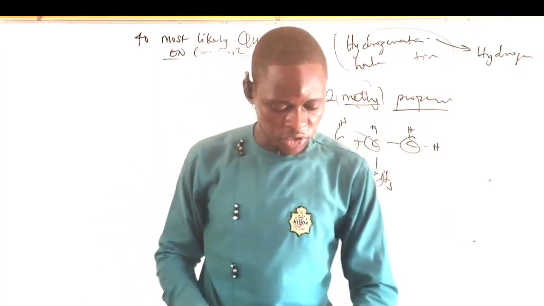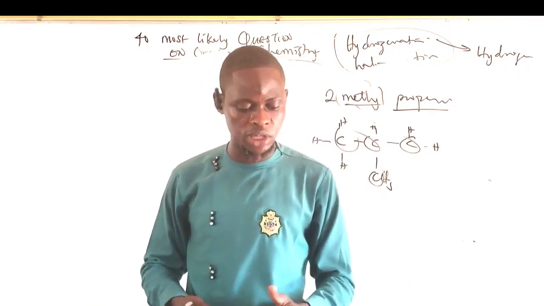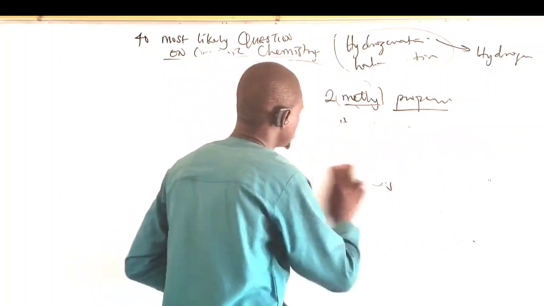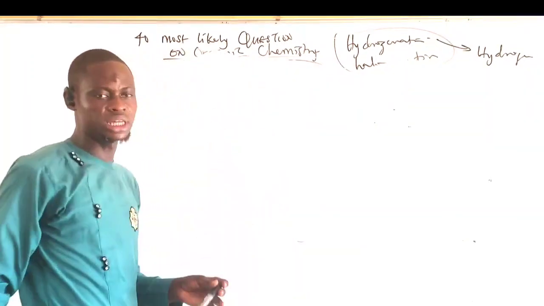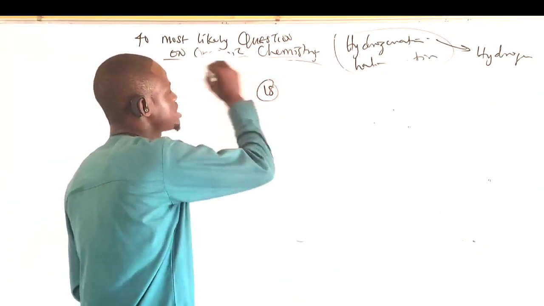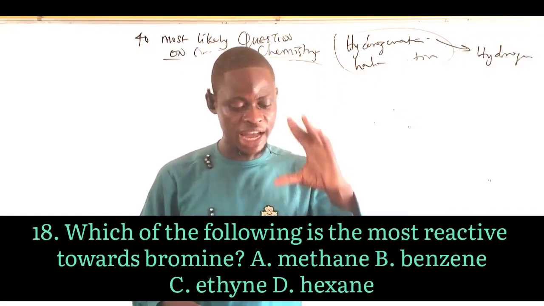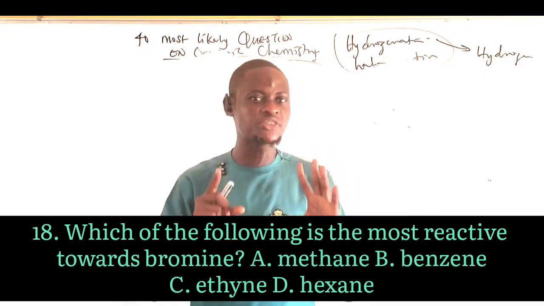Option A, we have 2. Option B, 3. Option C, we have 4. Option D, we have 5. The answer is 4 carbon. Now let's take a look at question 18. I think we are going so far. Question 18 says, which of the following is the most reactive toward bromine? The most reactive towards bromine.